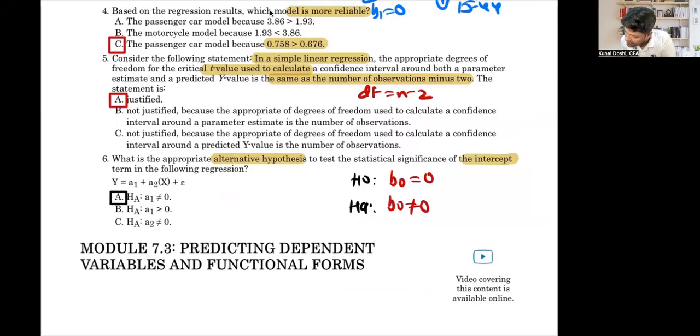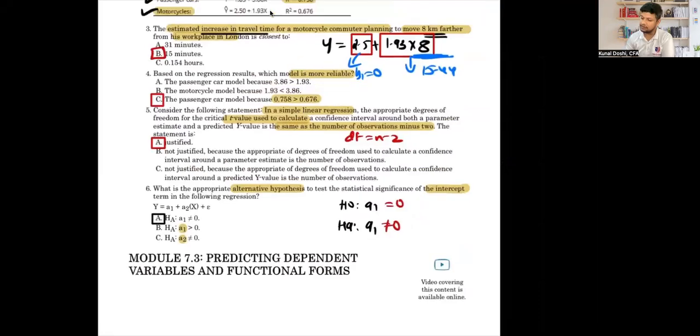Here, B0 they've named as A1. Okay. So instead of B0, they've named it as A1. So I will also write here A1. So A1 is my B0. A1 is equal to 0 or not equal to 0. Why the other two cannot be the answer? Because, first of all, these are A2. So A2 is beta and A1 is greater. No, they said 0 or not equal to 0. So it's a two-tail. That's it.